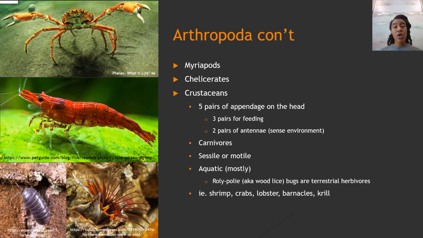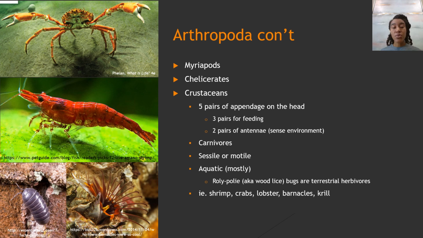Crustaceans are a group of arthropods that you may be really familiar with if you like seafood. This group contains shrimp, crabs, and lobsters, as well as barnacles and krill. And all crustaceans have 5 pairs of appendages on their head, 3 that are used for feeding and 2 antennae that are used for sensing their environment.